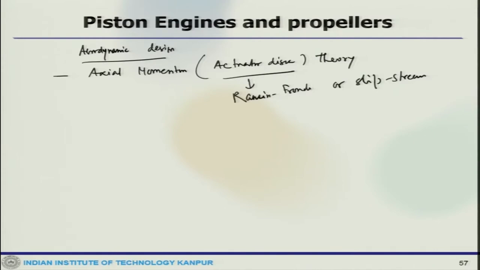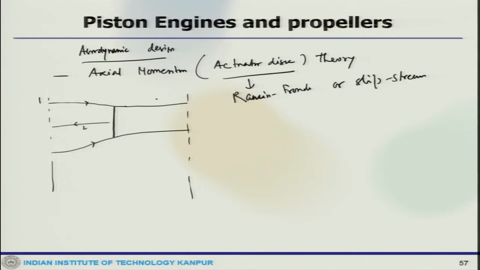So let's see how it can be done. Let us draw some configuration here. Let's say this is the actuator disk sitting there, then the flow could be like this. Then this goes like this. Now this is station one, that's two, this is the disk, this is T, three, so this is a stream tube, and that's four.